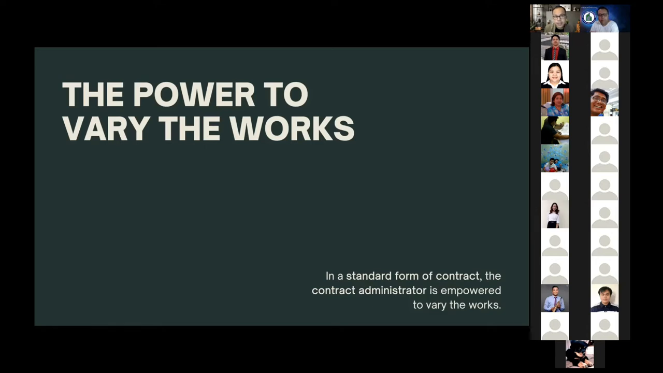If your contract is bespoke, meaning it is not in a standard form, you must check your contract on who is the person empowered to issue the variation instruction and make sure that any instruction to vary the works is in line or is compliant with what is provided in the contract.